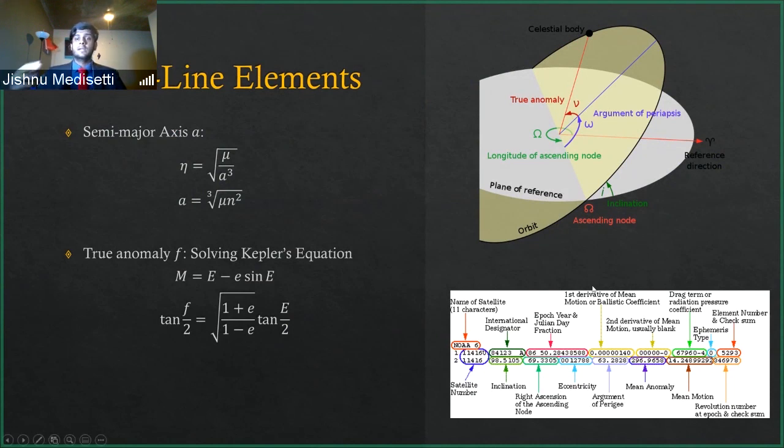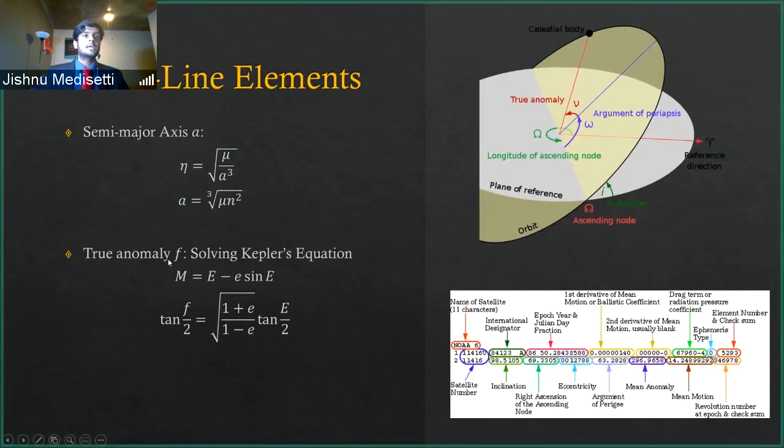So the TLE itself is given in this format here, as you can see in the bottom picture, where the second line gives us 4 out of our 6 orbital elements. The other 2 can be calculated using these equations. So our semi-major axis A is calculated using nu, which is the mean motion given by our TLE, and mu, which is the gravitational parameter of the Earth.